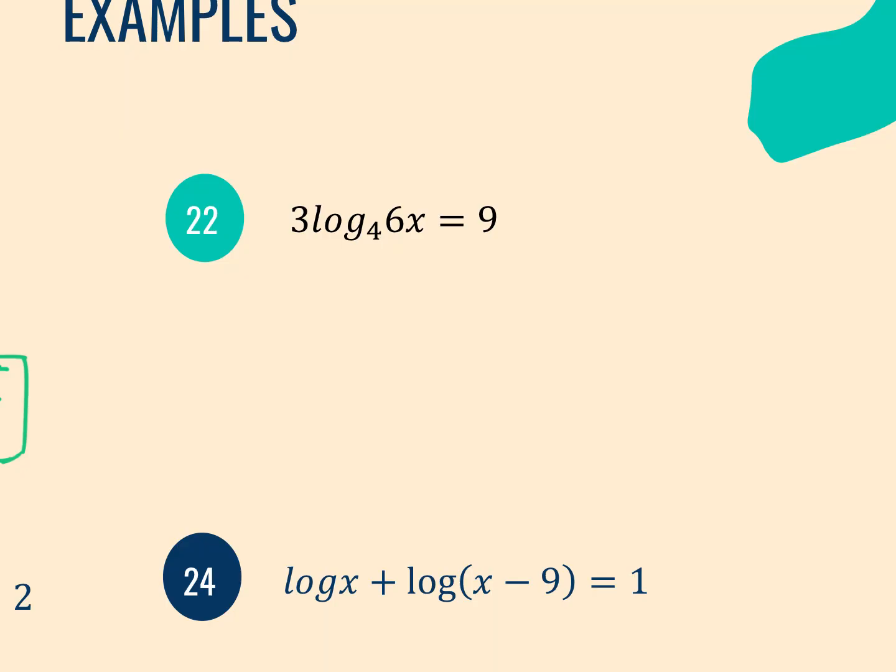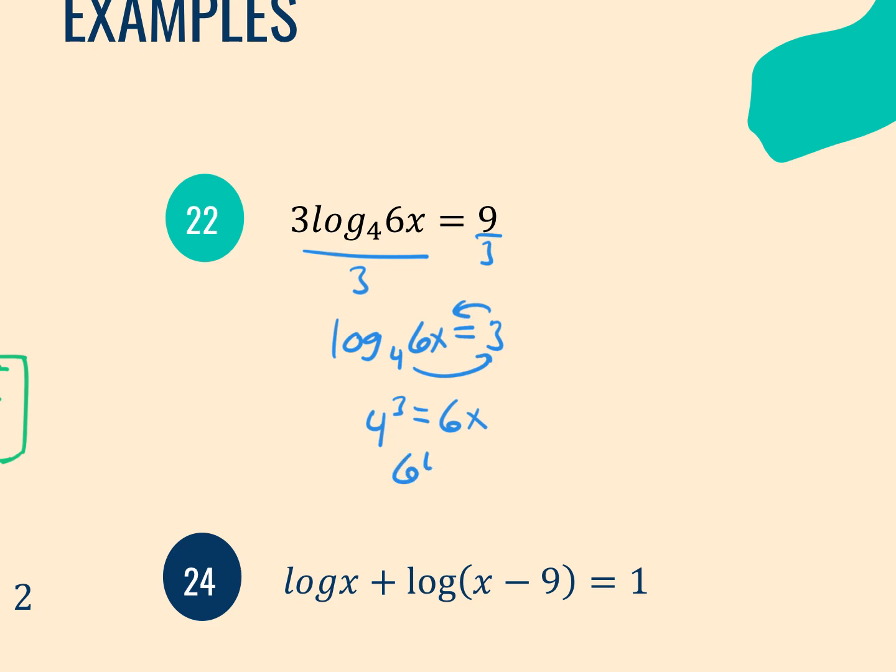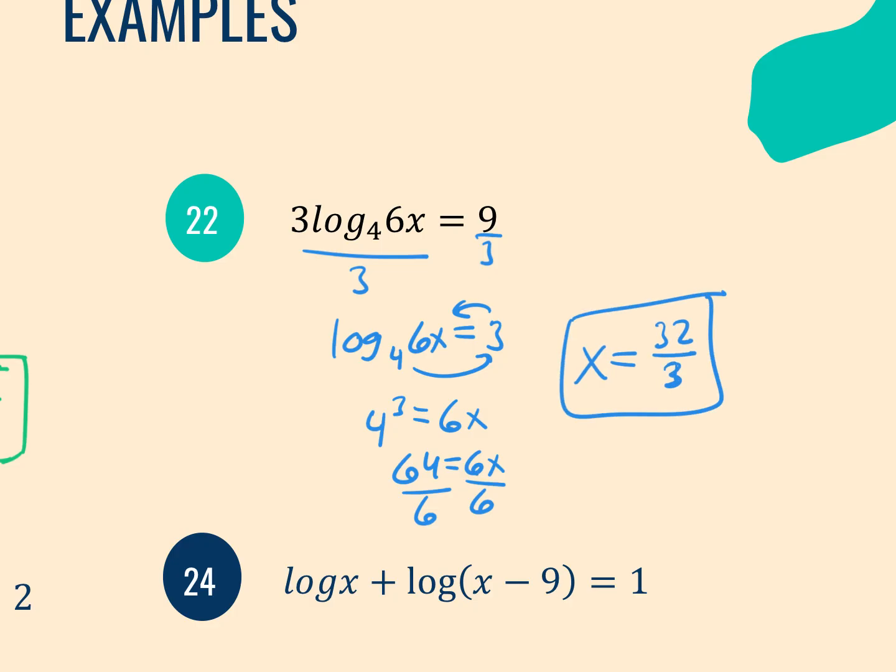All right, let's get the log base 4 of 6x by itself. So divide both sides by 3. We get log base 4 of 6x equals 3. And then once again, convert it to exponential. You get 4 to the third equals 6x. And so we get 64 equals 6x. Divide both sides by 6. And then you get x is 64 over 6, and you can simplify this as much as you can. So this is going to get you 32 over 3.